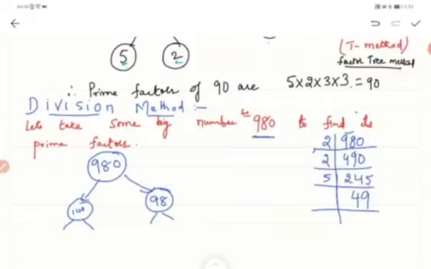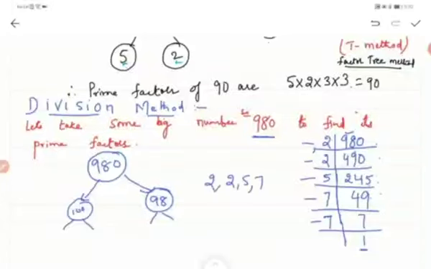Starting again from 3, 2 and 3 also this is not divisible. 4, 5 and 6 also it is not divisible. 7, yes, 7 sevens are 49. Now again this is divisible by 7. 7 ones are 7. So you go on dividing the number over here until you get 1. These are your prime factors. So 2, 2, 5, 7, 7 are the prime factors of 980.